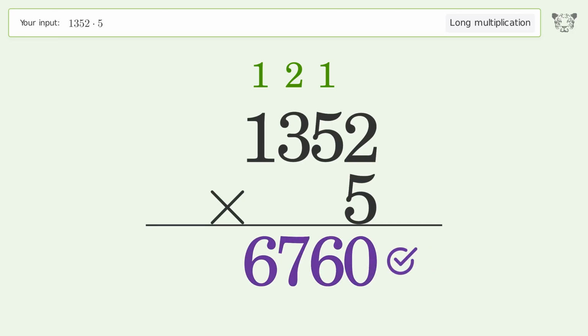Rewrite the numbers from top to bottom aligned to the right. Multiply the numbers using long multiplication method. 2 times 5 equals 10. Because the result is greater than 9, carry the 1 to the tens place.